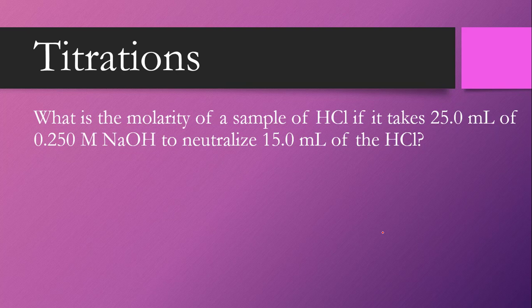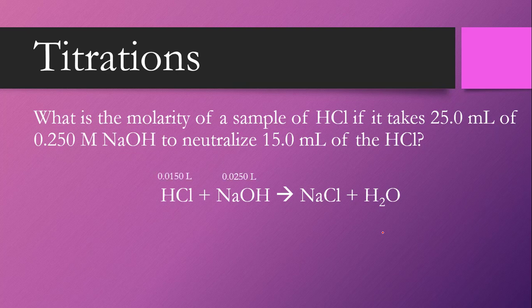Now, to do this, you follow the stoichiometry rules. Start by writing out the correct balanced equation. Hydrochloric acid plus sodium hydroxide produces sodium chloride and water. I like to write out my information. I know that I have 15 milliliters or 0.0150 liters of hydrochloric acid and 25 milliliters or 0.0250 liters of sodium hydroxide. The molarity of my sodium hydroxide is 0.250. I don't know what it is for hydrochloric acid. That's the question I have to answer.